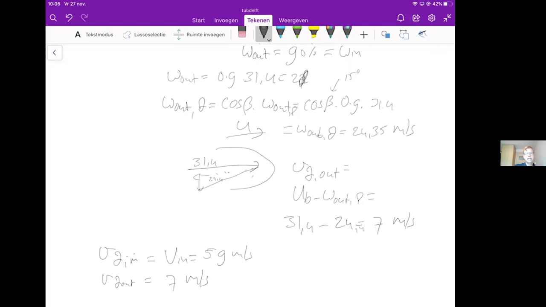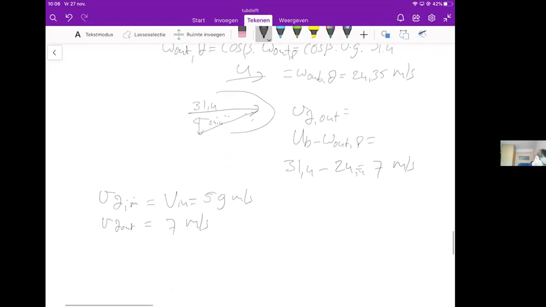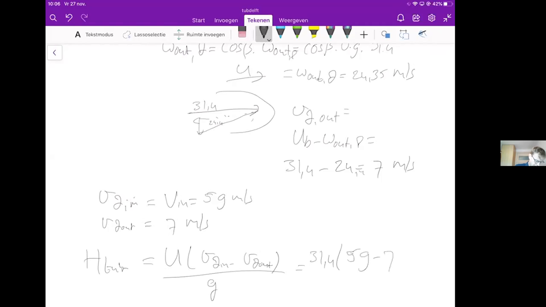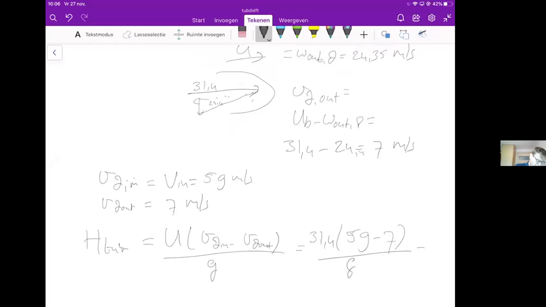Then you can calculate the head, of course. The head calculation for such a turbine is again the Euler equation: U times V theta in minus V theta out, divided by g. Well, we have the bucket velocity U, and V theta in is 59, minus 7, divided by g. So this is the head that's generated by the turbine.